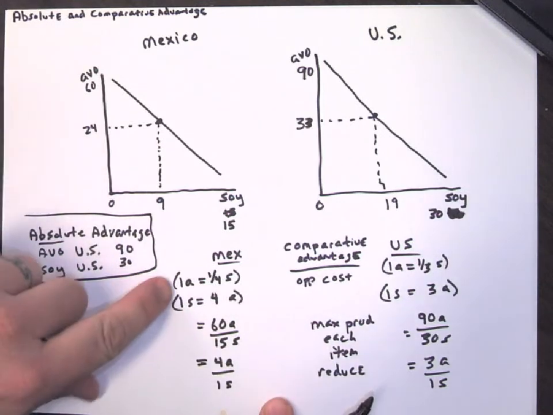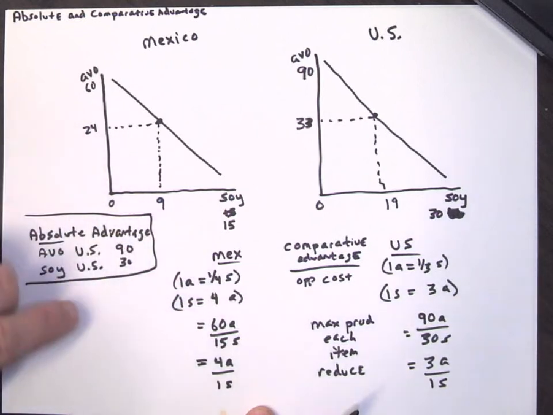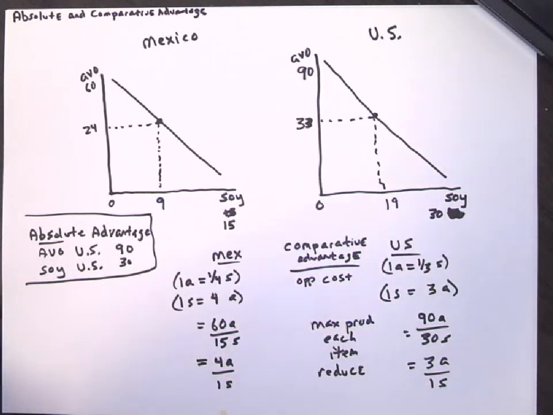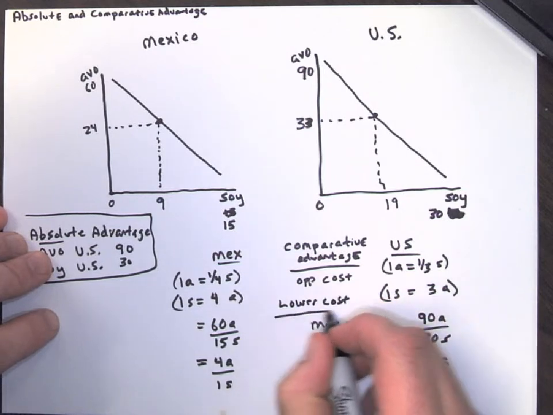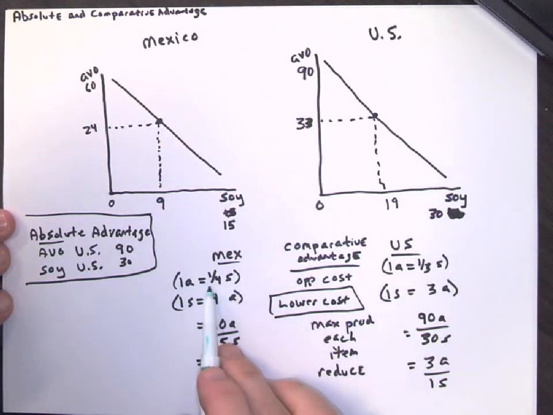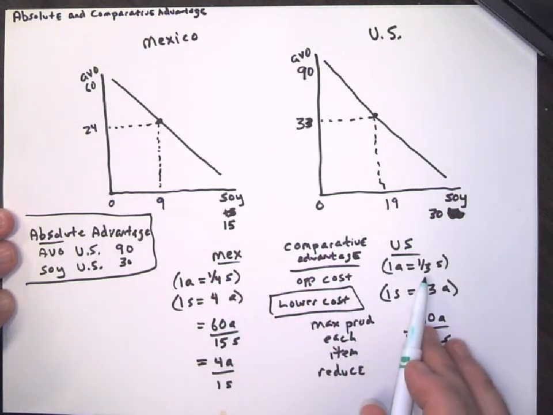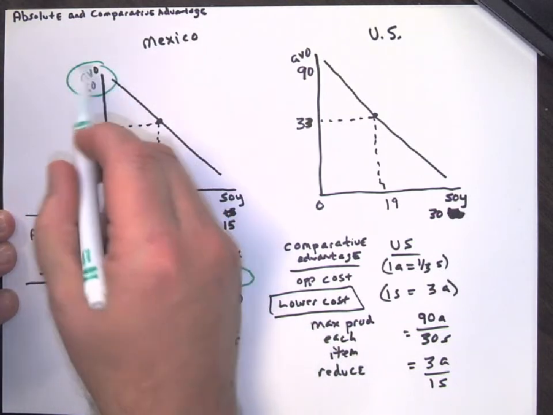If Mexico chooses to produce 1 avocado, it costs them the opportunity to produce 1/4 of a soybean. If they choose to produce 1 soybean, it costs them the opportunity to produce 4 avocado. So we're going to find out who has the lower cost. For that lower cost, avocados are green, so we'll use a green marker. So now I can look at this. Avocado costs them 1/4 of a soybean and 1/3 of a soybean for the United States. So 1/4 is less than 1/3. So I know that Mexico is going to be producing the avocados.